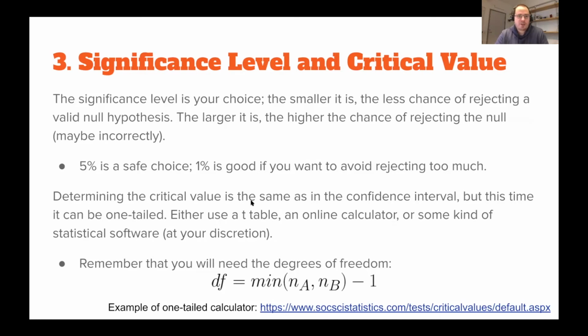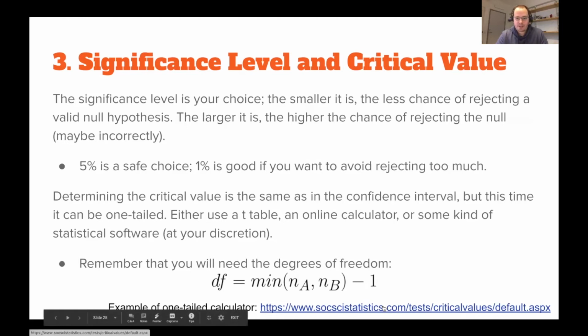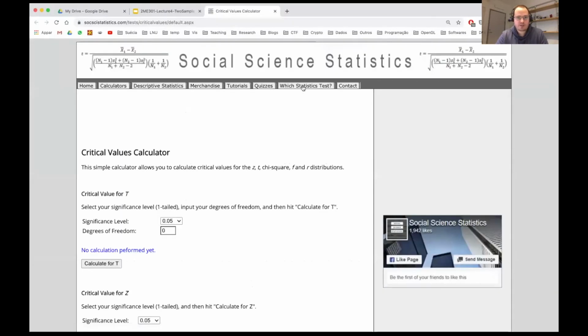So it's the same thing that we did with the confidence interval, but this time it may be one-tailed. So then you either use a t-table or an online calculator or anything like that, and then you will find your critical value. And remember that you will need, again, the degrees of freedom, and again, the degrees of freedom are the minimum. So the smaller sample, if they're different, minus 1. If they're equal, then it doesn't matter, right? They're both the same. But if they're not equal, then you take the size of the smaller sample, minus 1.